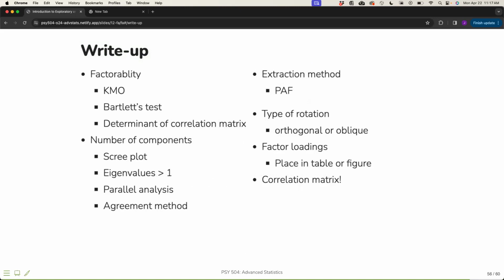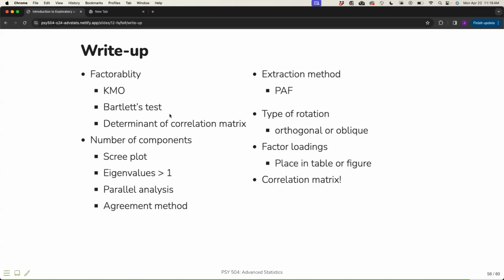You should list the extraction method you used. So did you use principal axis factoring? Did you use maximum likelihood? The type of rotation you used, so was it orthogonal or oblique? You should include the factor loadings, so you should place those in a table or a figure. And then lastly, you should also have your correlation matrix. You should put that in the appendix or in the body of the table if you can, depending on how big your correlation matrix is.